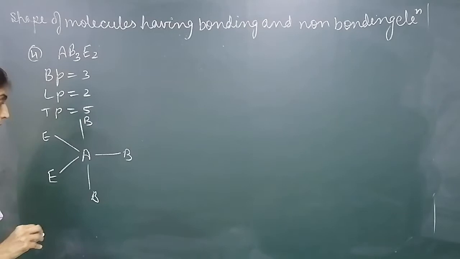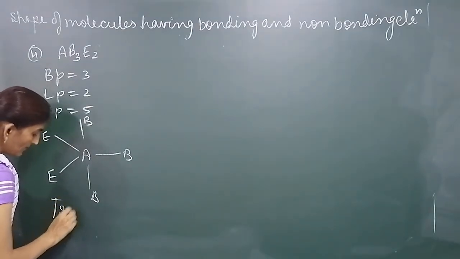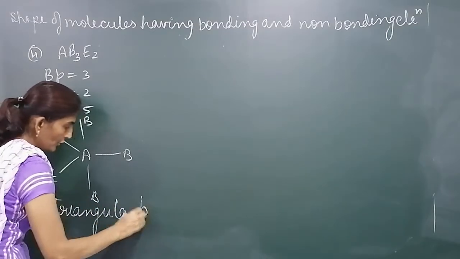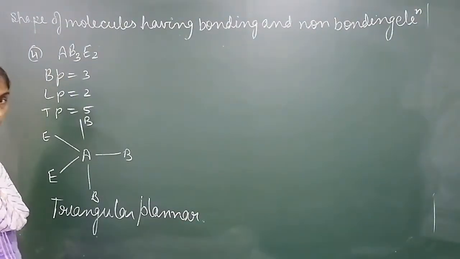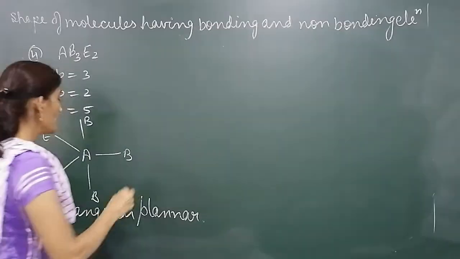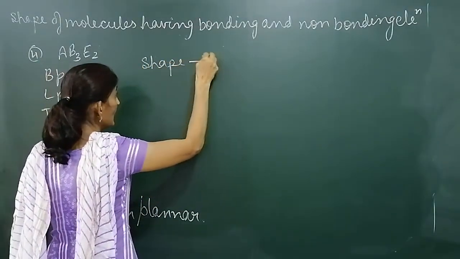Now, geometry must be trigonal planar. Geometry is triangular planar due to presence of 5 electron pair around A. But 2 are lone pair and due to their repulsive effect, its shape becomes T shape. What type of shape it has? T shape.